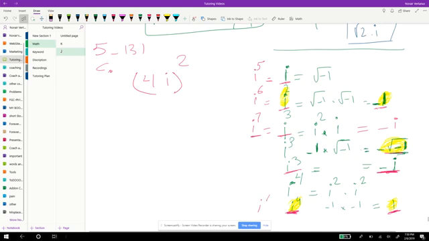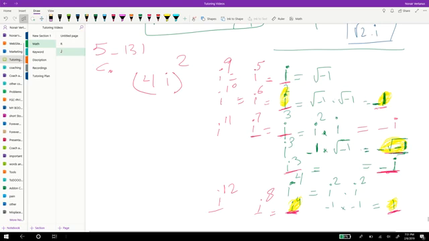I to the 8 is the same as I to the 4th times I to the 4th. Just 1 times 1, 1. You see the pattern? If I go I to the 9, it's going to be the same as I. And I to the 10 is going to be the same as I squared. And I to the 11 is the same as I to the third. And I to the 12 is the same as I to the 4th.